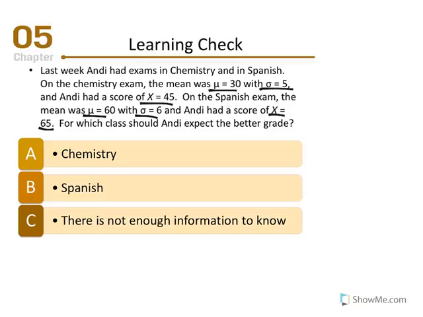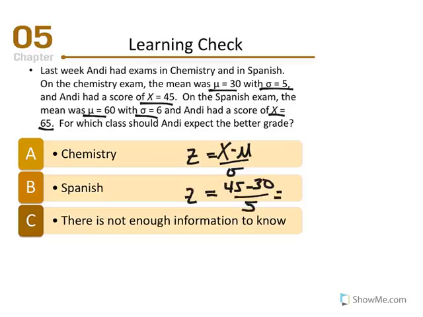What we need to do is first recognize that these are two distinctly different distributions because they have different averages and different standard deviations. So comparing them at face value, the score of 45 compared to a score of 65, is inappropriate. It's comparing apples to oranges. So we need to convert them into z scores to make a fair comparison. We're going to convert the first score in the chemistry test. So z is equal to x minus mu over standard deviation. So z is equal to 45 minus 30 divided by the standard deviation of 5.